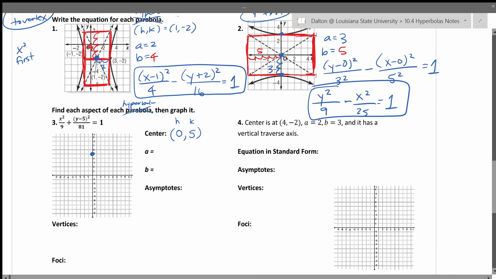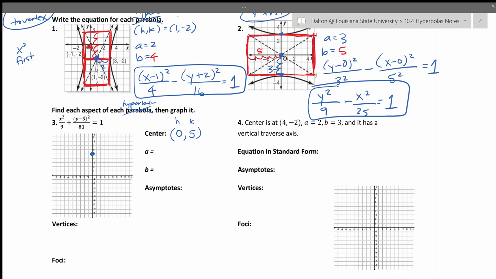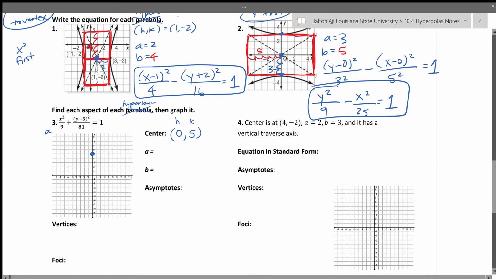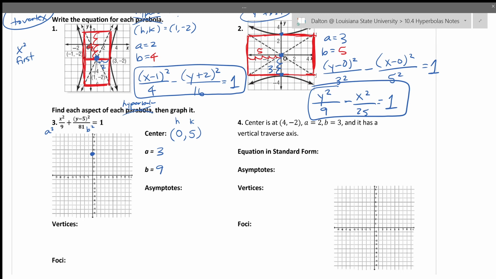In order to get a and b, we know that a squared is always the first denominator. So if a squared is 9, then that indicates that a must be 3. And if b squared, the second denominator, is 81, then that indicates that b must be 9. Okay, so that's a and b. If you want, you can go ahead and graph this, using a and b to make the square that we did in the last two problems, and then go from there. I'm just going to wait.